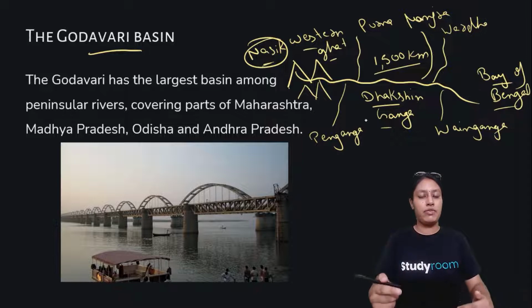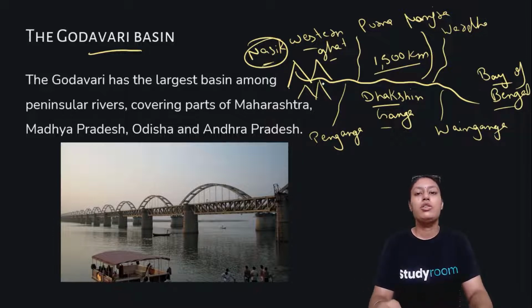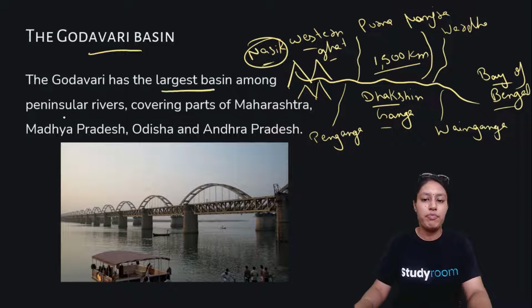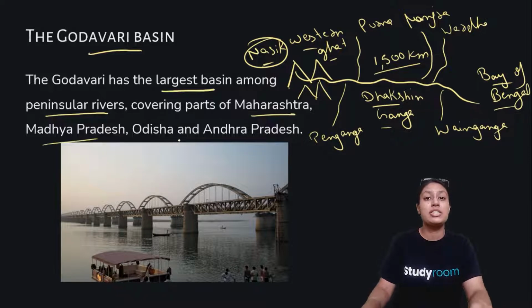I'll repeat the Godavari part. About Godavari Basin: it originates from Nasik, which is in the Western Ghat, and it merges in the Bay of Bengal. Godavari River is also known as Dakshin Ganga because of the area and the length it covers, 1500 kilometers, which makes Godavari the largest basin among peninsular rivers.